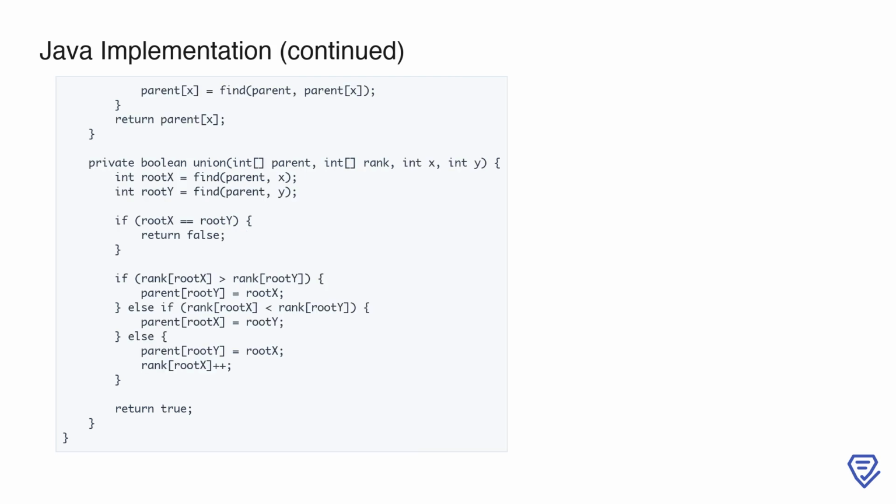In the find method, we implement path compression to optimize the disjoint set. When finding the root of a node, we recursively set the parent of each node in the path to its root, reducing the depth of the tree and speeding up future operations.